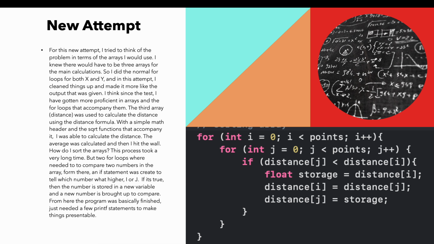The only thing after that was to add some printf statements and clean things up a little bit, and make it presentable. I had it print out what was on the required output. So it had all the distances in descending order, and then it said compared to the average. So that was my new attempt.